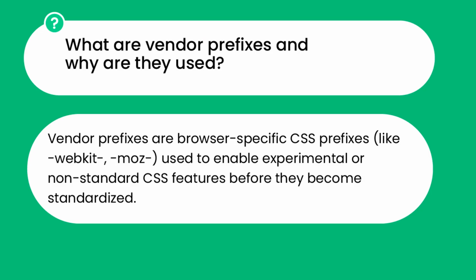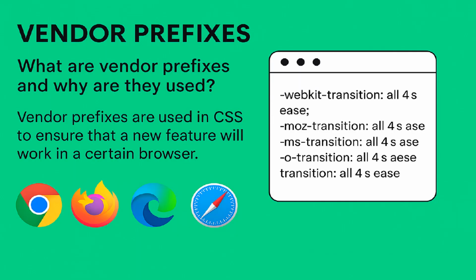What are vendor prefixes and why are they used? Vendor prefixes are special keywords added before a CSS property to ensure that it works in a specific browser, especially for experimental or non-standard features. They are used to give early access to CSS features that are not yet finalized, so developers can use them before full cross-browser support exists.